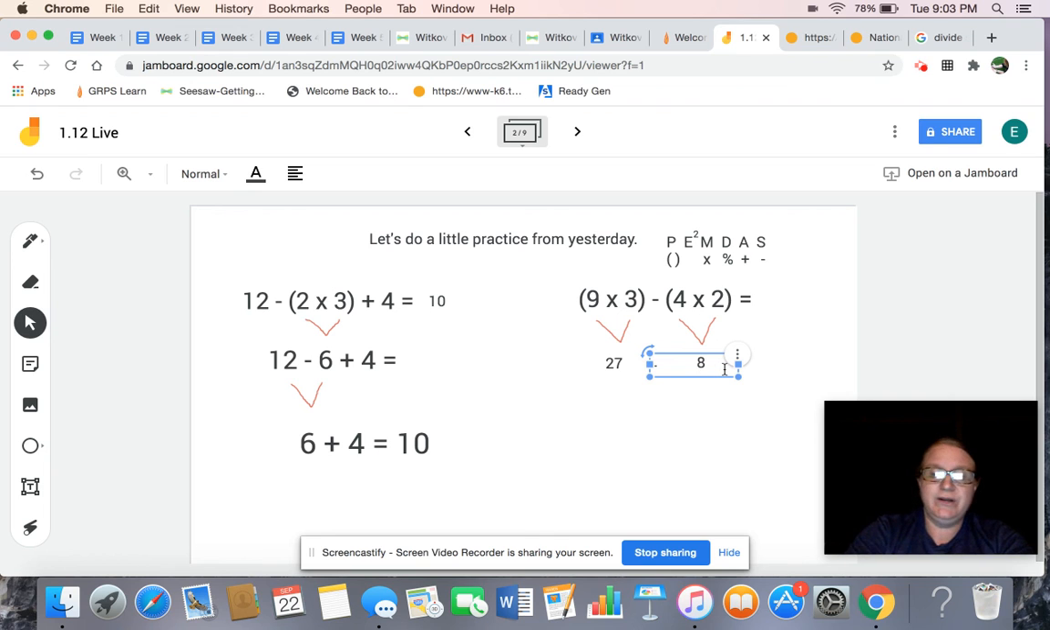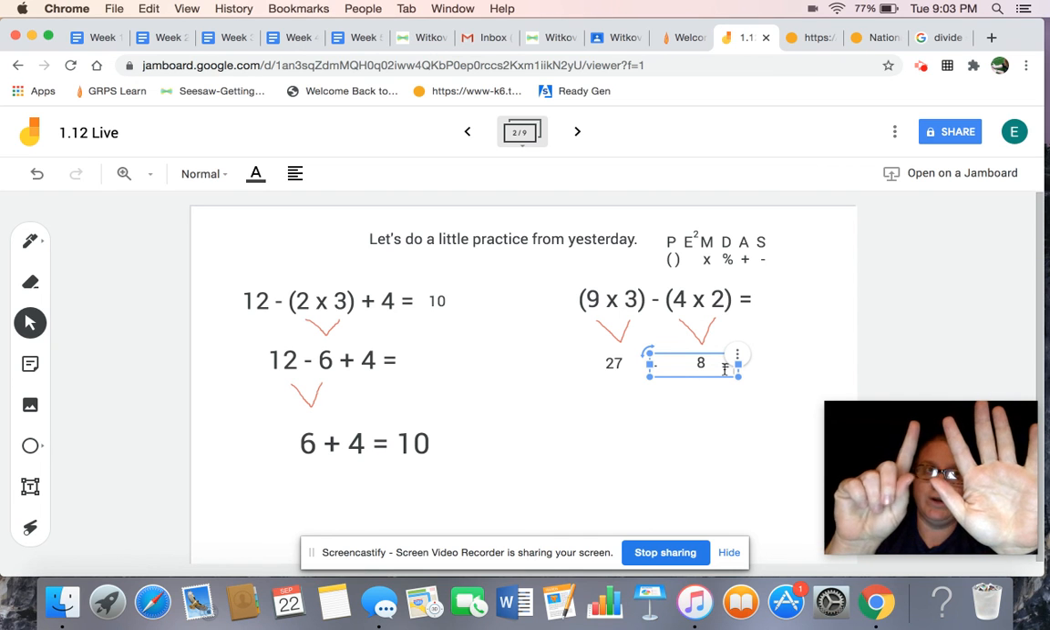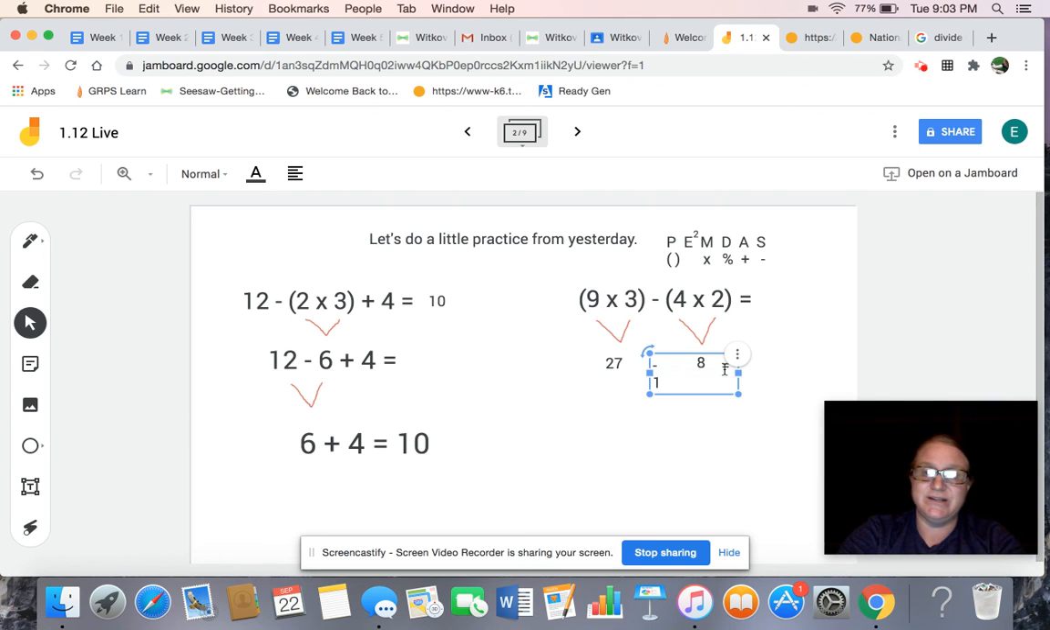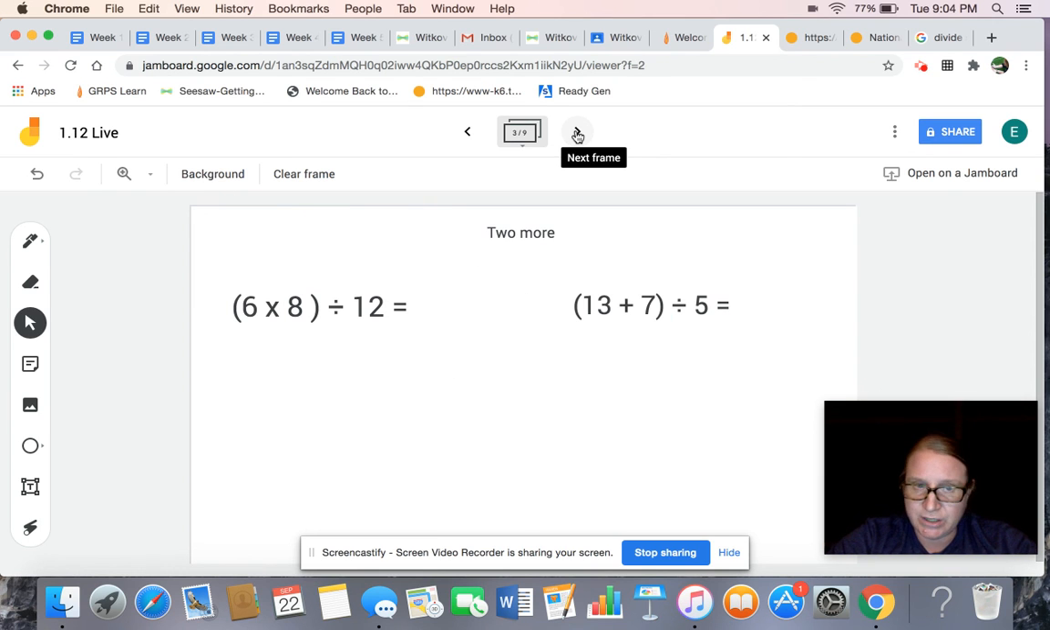Keep going, keep going. 27 minus 8 is, well, 27, 26, 25, 24, 23, 22, 21, 20, 19. That's 8. So our answer is 19. All right. That one was a little less work than this one. It was only, well, I guess it is, say 3 steps here, 2 steps here. All right. We have another slide that's just like that one.